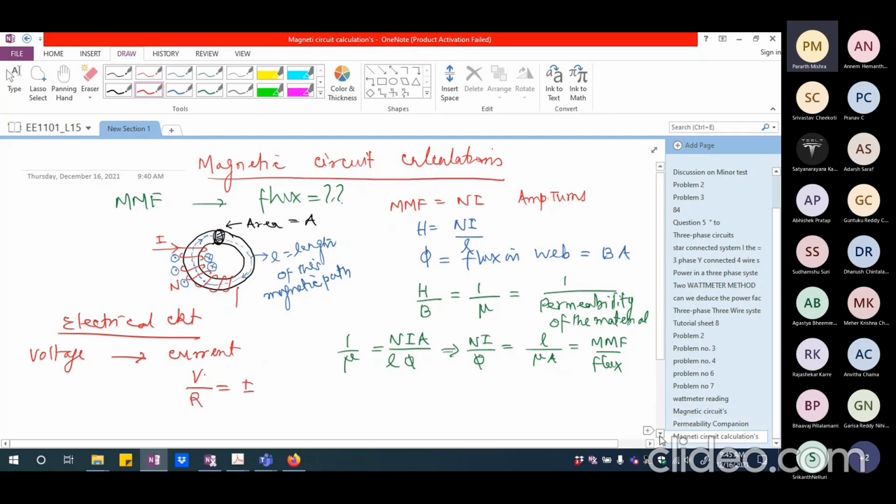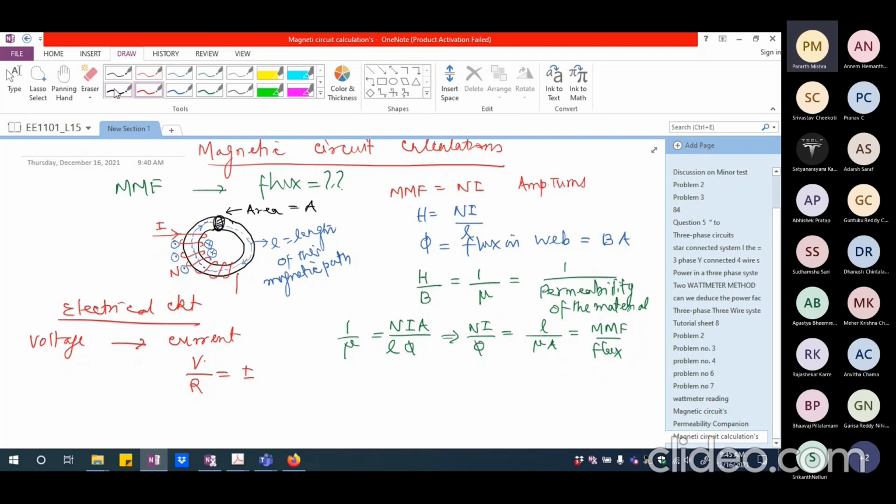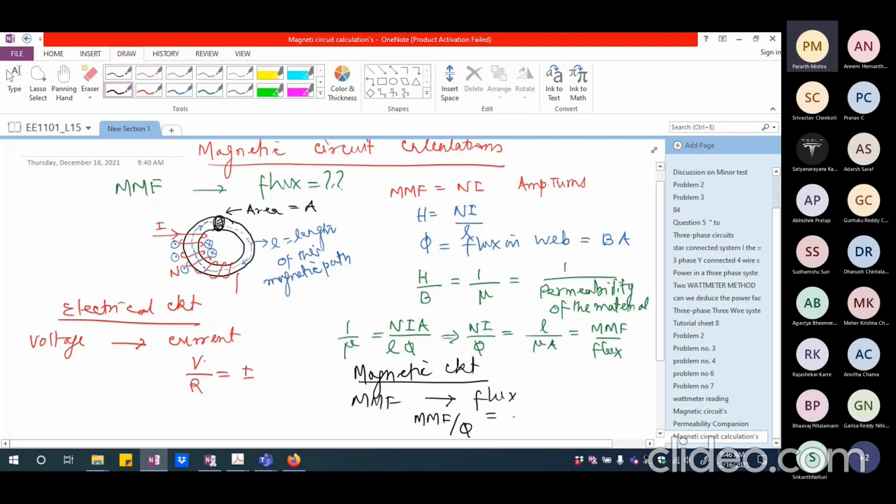On the other hand, if I try to look at a magnetic circuit, I am going to have the root cause, which is MMF, that is producing flux. So in this particular case, we say MMF divided by flux, which is equal to L divided by mu A, which we call reluctance. So the reluctance of a magnetic circuit is extremely similar to the resistance of an electrical circuit.